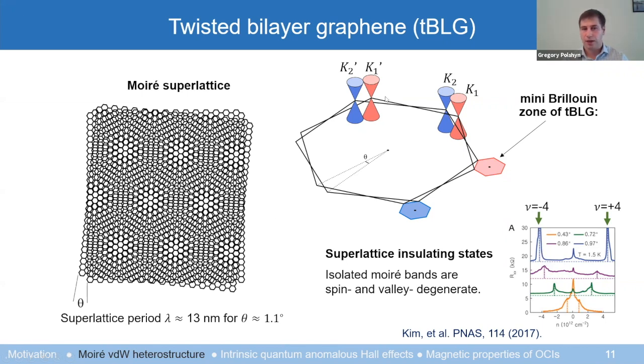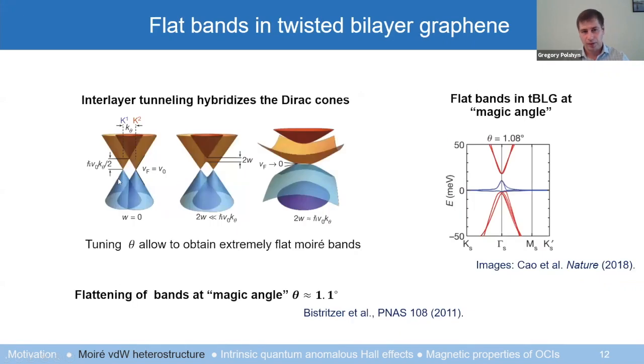Now let's take a look at the structure of these emergent Moire mini bands. They emerge because of the hybridization of two Dirac cones from different layers by the interlayer tunneling. The offset between Dirac cones is just proportional to the twist angle. It's something we can fully control. And the hybridization is set by the strength of the interlayer tunneling. Quite remarkably, for angles around 1.1 degrees, these two things can produce extremely flat electronic bands. And this was first pointed out by Bistritzer and MacDonald, of course.